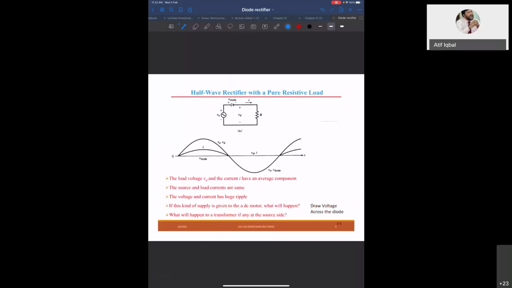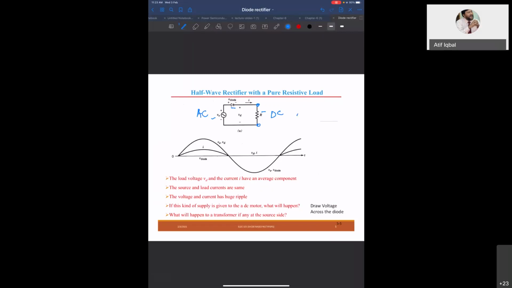Now let us see a half wave rectifier with a purely resistive load. So this is my diode, this is the load resistance, and this is the AC source. Due to this diode, what we will get at the output is DC, and my input is AC. So this is called a rectifier, but it rectifies only half of the cycle. That's why it is called a half wave rectifier.